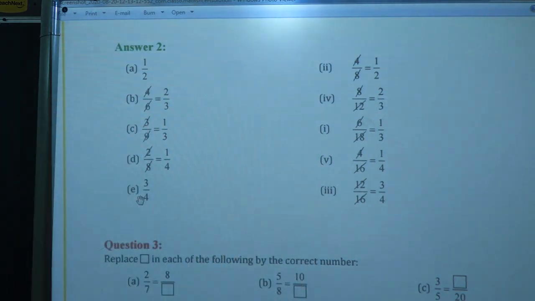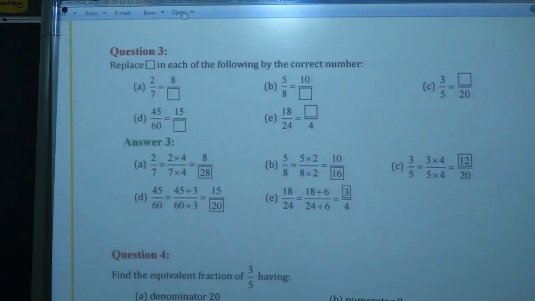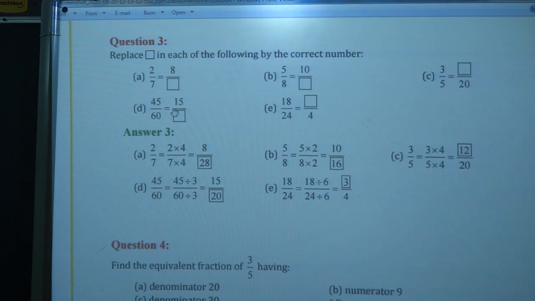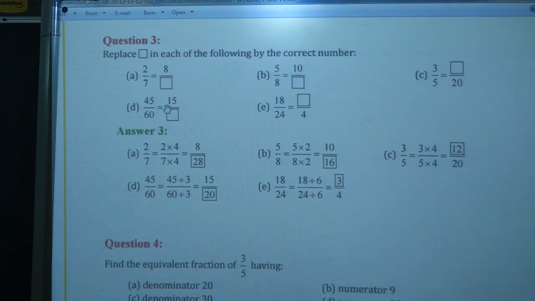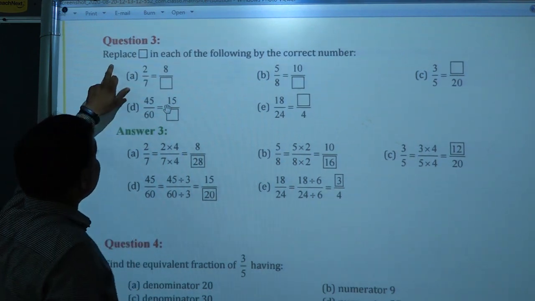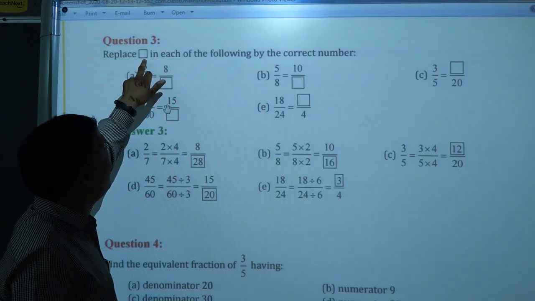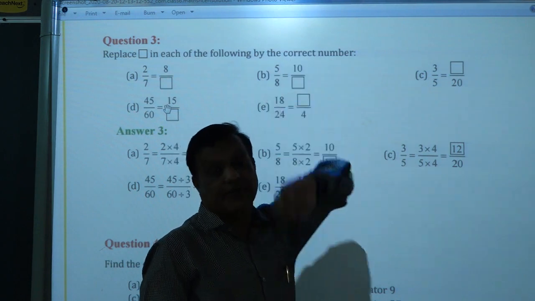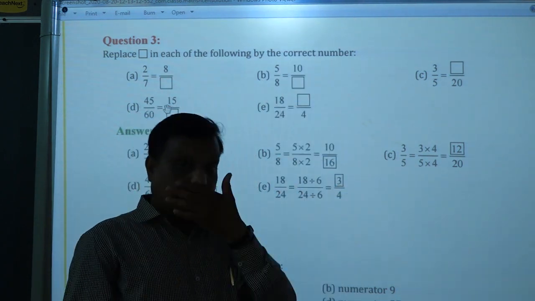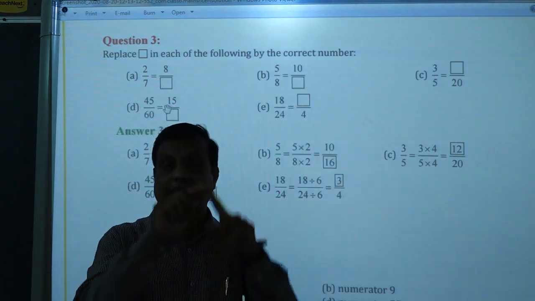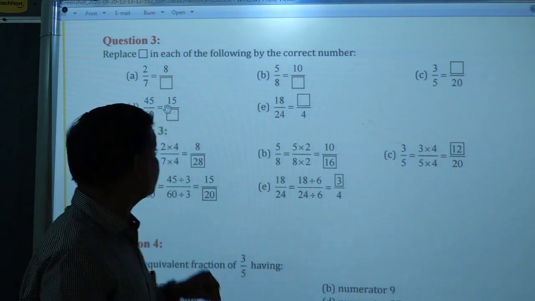Next question. The next question is to replace the box, which means fill in the blank. Fill in the blanks in each of the following with the correct number. So we have to put a correct number in that box, meaning fill in the blanks.